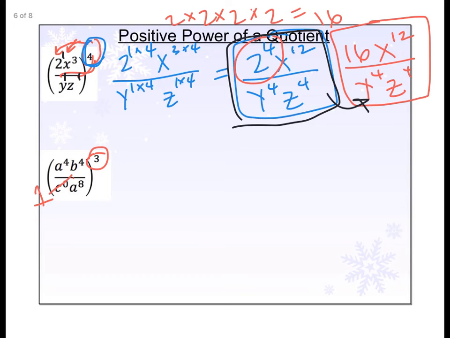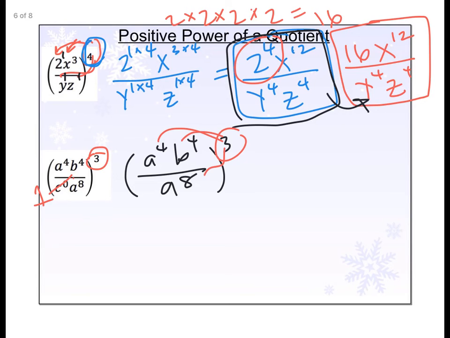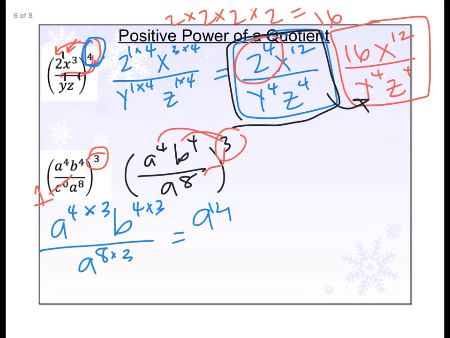So what I'm really working with here is a to the 4th, b to the 4th, a to the 8th. And that's all cubed. So that 3 is going to apply to everything inside. So when I do that, I'm going to get a to the 4th times 3, b to the 4th times 3, and a to the 8 times 3. So I end up with a to the 12th, b to the 12th, and then the bottom, a to the 24th.